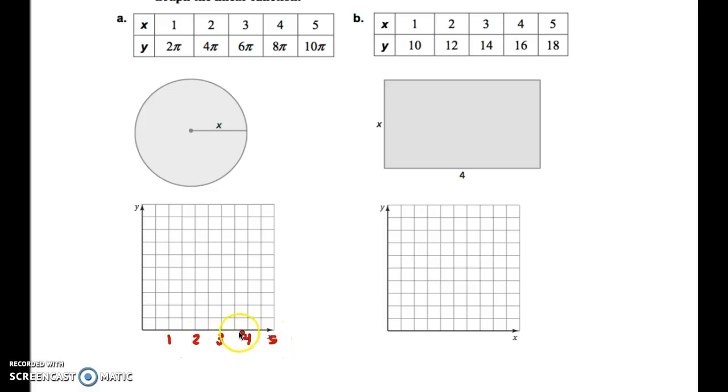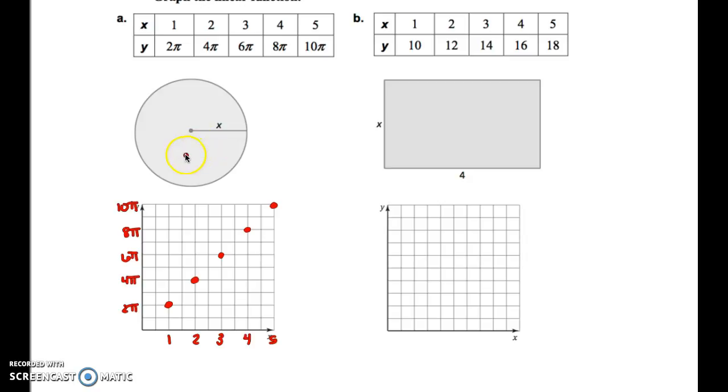So it would look like that. And then my y's, I'm going to kind of do the same thing, go every other: 2 pi, 4 pi, 6 pi, 8 pi, and 10 pi. And then when I graph, 1, 2 pi, 2, 4 pi, 3, 6 pi, 4, 8 pi, and 5, 10 pi. So there's my graph.